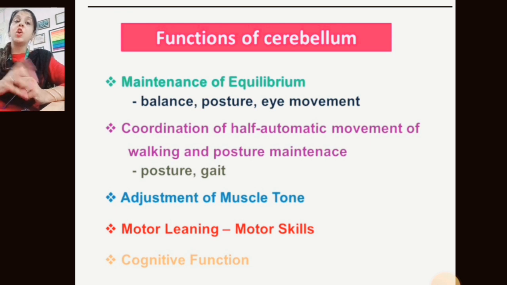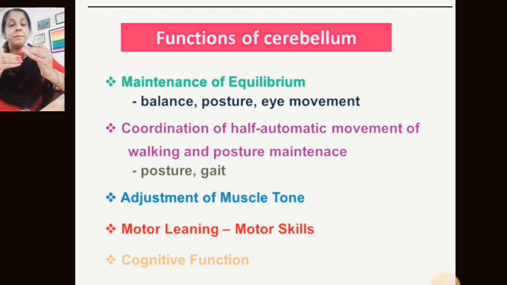Our next function is coordination of semi-automatic movements of walking and posture maintenance. Obviously in cerebellar pathology we have movement problems like hypometria, hypermetria and dysmetria, that is the judging of distance from the initial to the termination of the movement. A patient normally has the ability to judge the accurate distance to do a motor task. If there is any lesion in the cerebellum, the patient is not able to judge the distance: it may fall short, which is hypometria, or exceed, which is hypermetria.